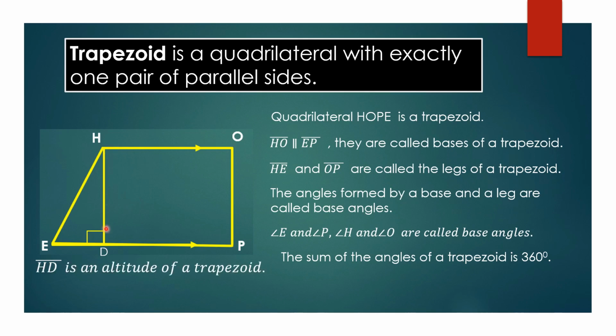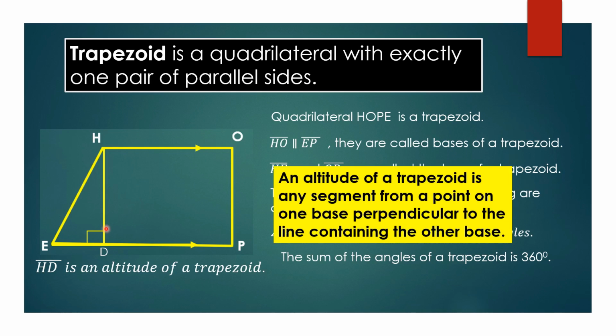Segment HD is an altitude of a trapezoid. Altitude, or the height of a trapezoid. What is this altitude or height of a trapezoid? It is any segment from a point on one base perpendicular to the line containing the other base.